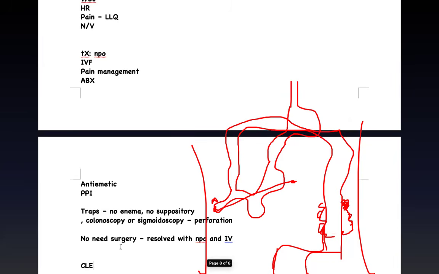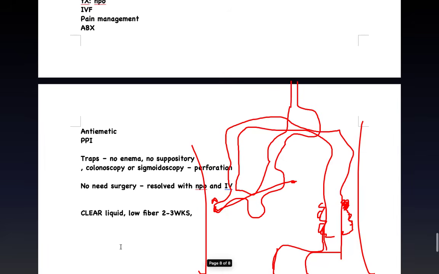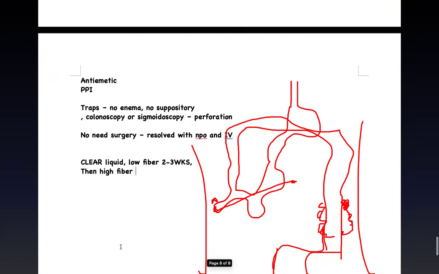After that, you start with clear liquid. Then you go to low fiber for like 2 to 3 weeks, not right away, 2 to 3 weeks. You don't eat high fiber right away. Then high fiber. Okay, and that is how you can treat this problem. Okay.